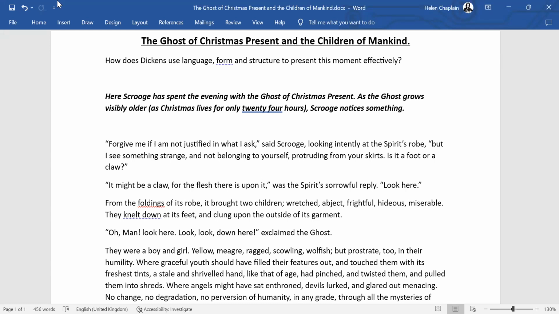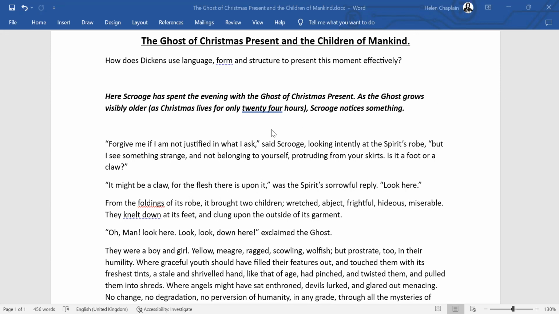Now, I've given you quite a general question. So how does Dickens use language, form and structure to present this moment effectively? But what we're in fact going to do is go through and make sure we understand all of the extract, and then to pick out certain choices that Dickens has made in that presentation that you could write about if you were doing an extract question on this section of the text.